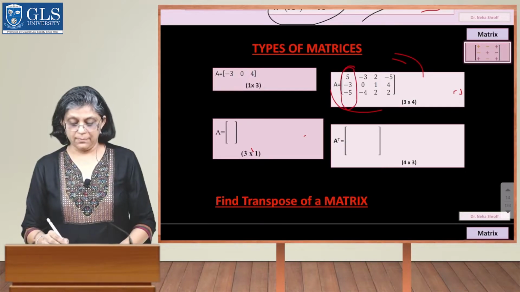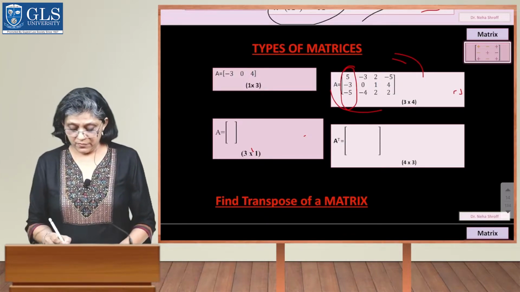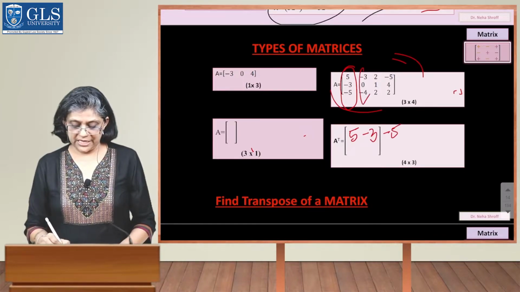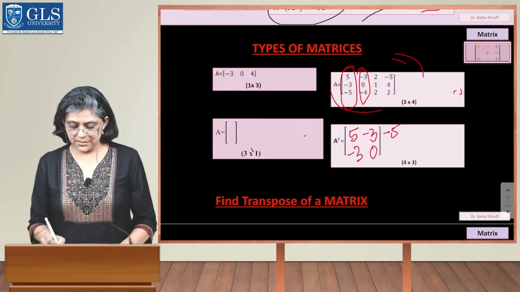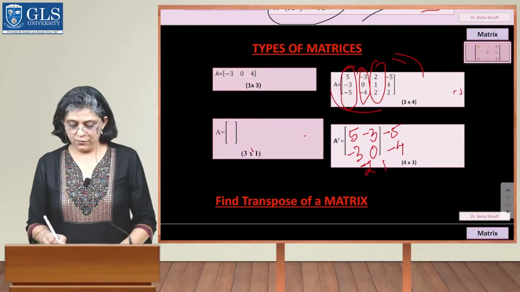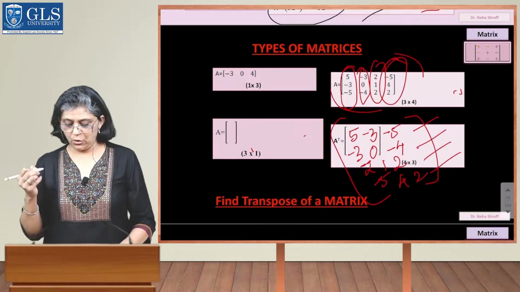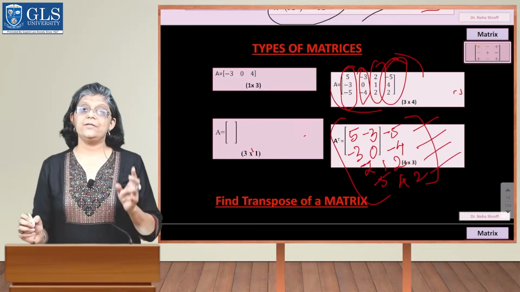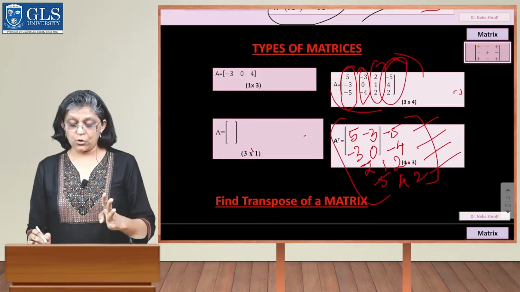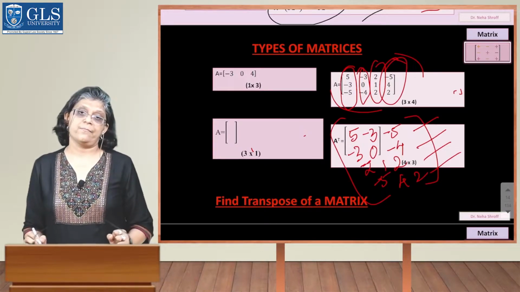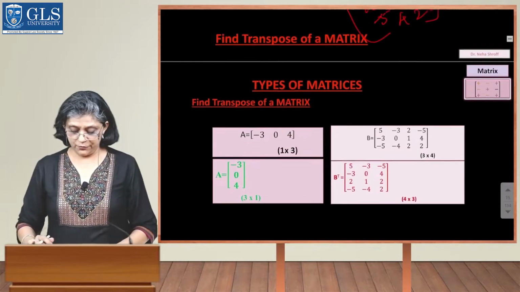The first column changes into a row. We get 5, -3, -5. Second column -3, 0, -4. Third column 2, 1 and 2, and the last column will give you -5, 4 and 2. So what we observe here is, how many rows are there now? There are 4 rows and 3 columns. I hope this is sufficient for you to understand.